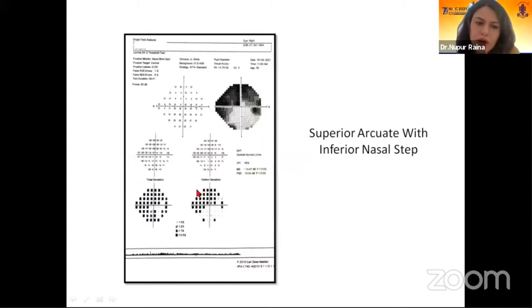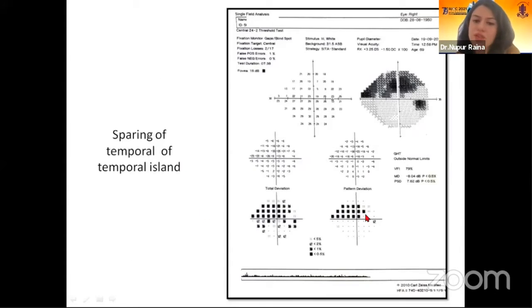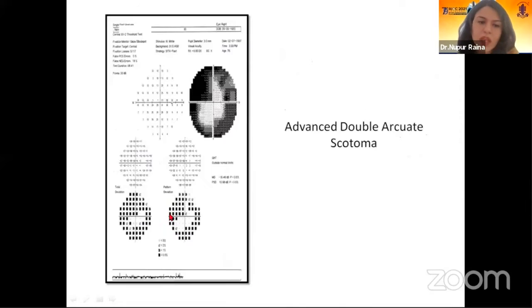This report shows us a superior arcuate with a small inferior nasal step. Here, in this, we see a superior arcuate defect with a small area of sparing in the temporal region. This again is very typical of glaucomas. Here, there is a double arcuate scotoma. Why have we called it an advanced double arcuate? Because the scotoma is coming very close to the point of fixation.